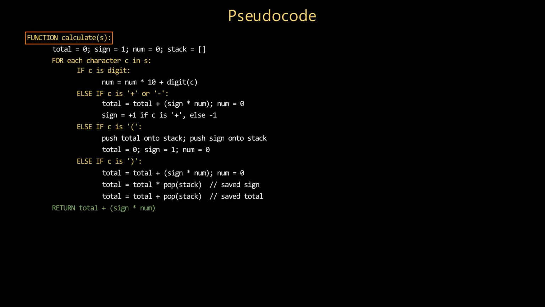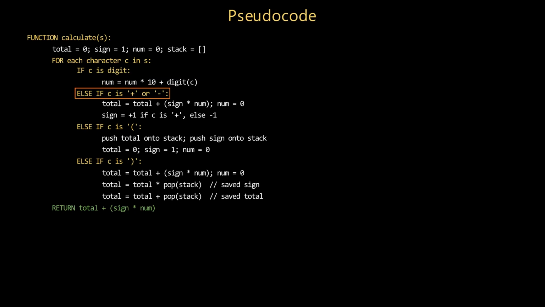Here is the full single-pass calculator in pseudocode, four variables, one loop over the string, and stack pushes whenever we enter parentheses. Define calculate on the input string s. Initialize total, sign, number, and an empty stack. Walk the string one character at a time. Digits extend the multi-digit number we are building in number. Append the new digit, multiply number by 10 and add the digit value.